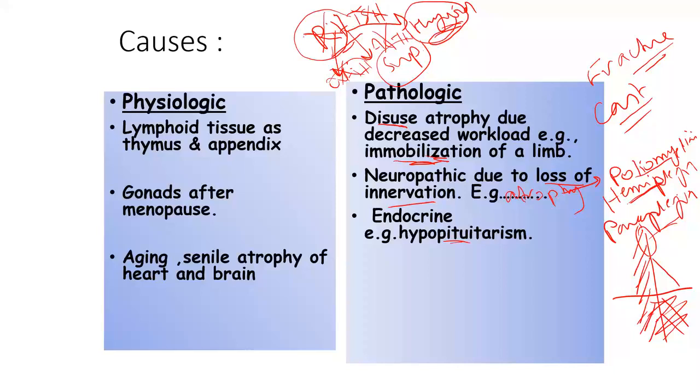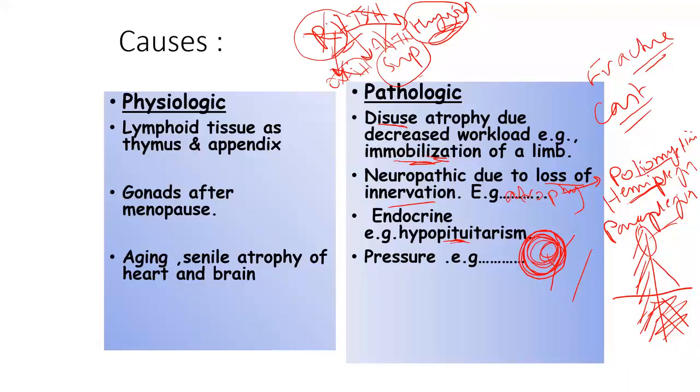We have pressure atrophy. Pressure means you have something pressing on the blood supply of an organ. So you have some pressure exerted by a tumor or something like that on another organ, and this will compromise the blood supply of this organ, leading to atrophy of the organ due to the compromise of its blood supply.